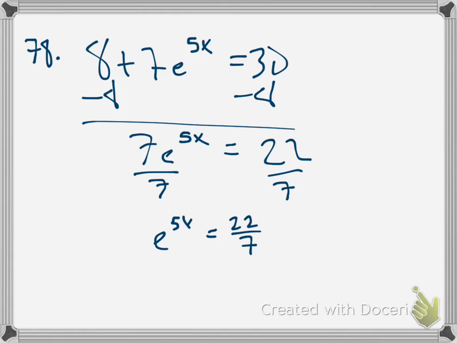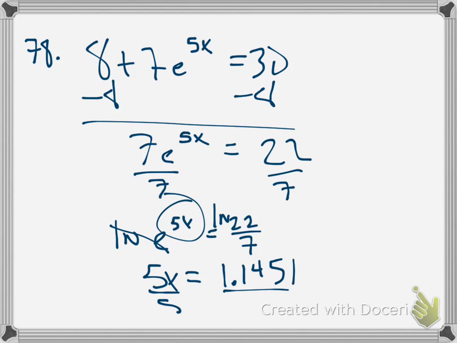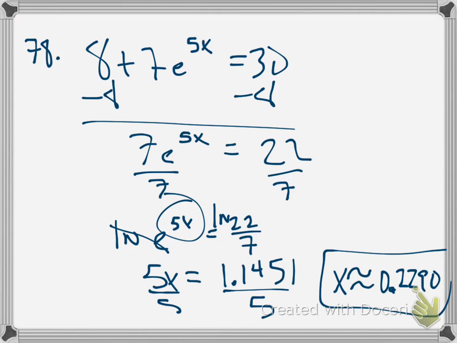Now I'm going to take the ln. So that cancels out, leaving me 5x equals ln of 22 over 7. You do that, you should get 1.1451. And then you would divide that by 5 because there was still this 5. And you get x is approximately equal to 0.2290. And that's what you've got to do.